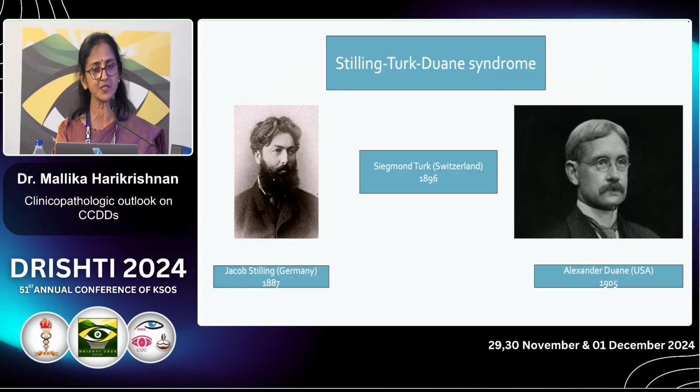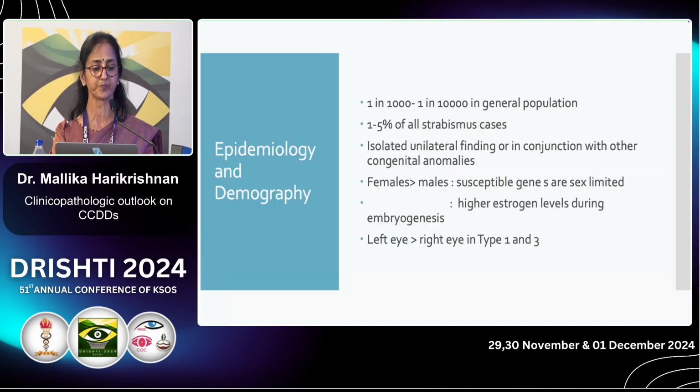Does it have some other names? Yes. Stilling-Turk-Duane syndrome. It was Jacob Stilling in Germany in 1887 who described this condition first, followed by Sigmund Turk. But it is known as Alexander Duane of USA because he published a case series of 54 cases in 1905.